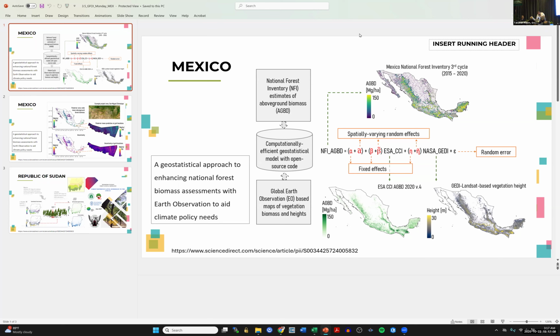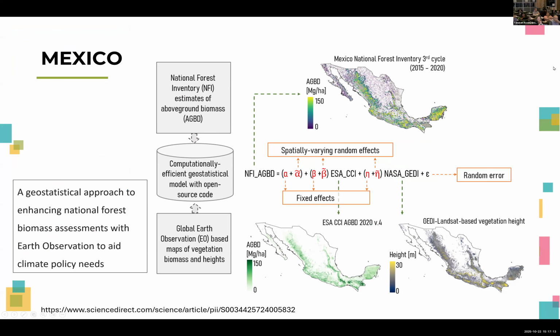Okay, I just want to quickly put two examples out here, bringing this back to reality. We have a paper that's published, it has Chad written all over it, using the geostatistical model for the country of Mexico, where two Earth observation products, the ESA-CCI biomass estimates and a GEDI Landsat-based height estimate, were thrown into a model that looks like that to be able to predict biomass where you don't have enough NFI plots.